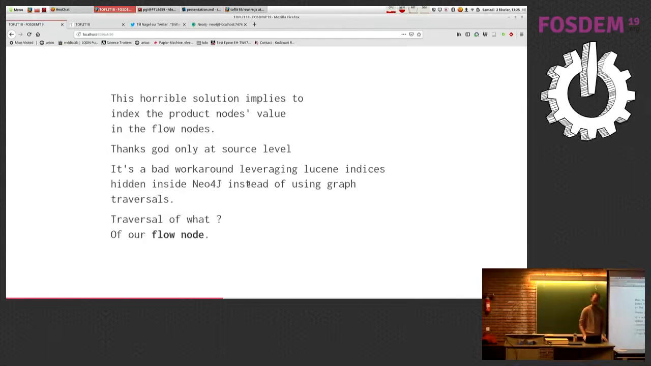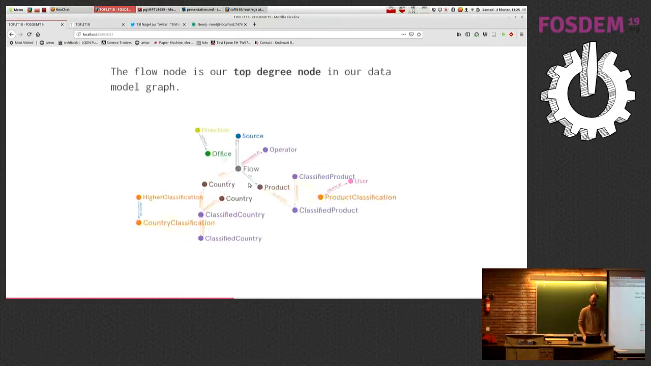That's not good. And the problem was what? The problem was our flow node. We couldn't go through the flow node. When we were doing this, we had Cartesian products. That's bad. This flow node is actually our top degree node in this schema. That's the central point. If you want to use classification to go there in the flow and use another one there, you have to go through it. We didn't find a way.